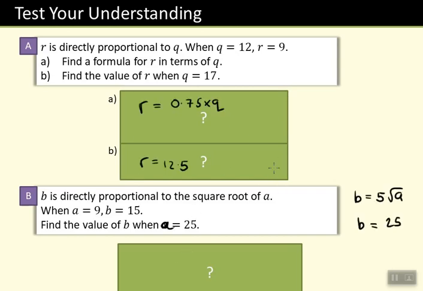So these are the answers, and I hope you got them right. R is equal to 0.75 times Q, and R equals 12.5 for part B. And in this question, B is equal to 5 times the square root of A. By the way, sorry, that was a mistake. That was supposed to be an A. So when A is 25, B is also 25. But this is the formula that connects the two variables together.